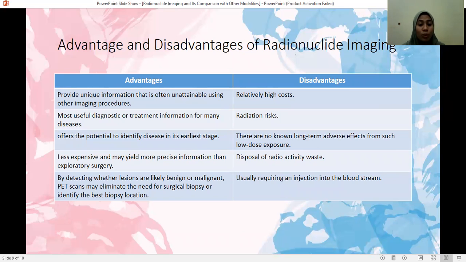And also by detecting whether the lesion is likely benign or malignant, PET scan can eliminate the need for surgical biopsy or identify the best biopsy location.